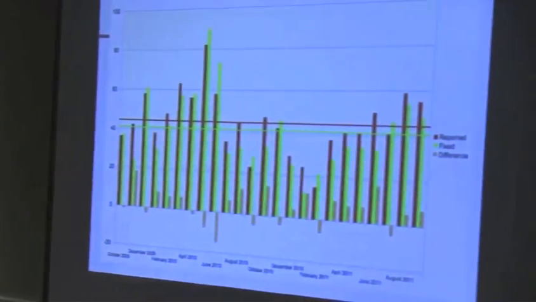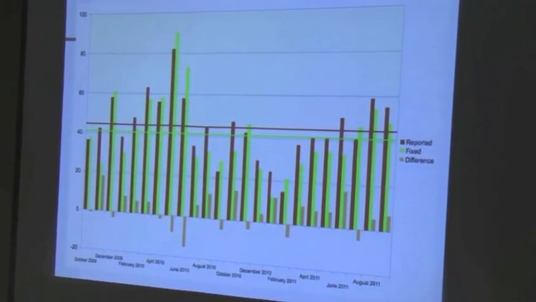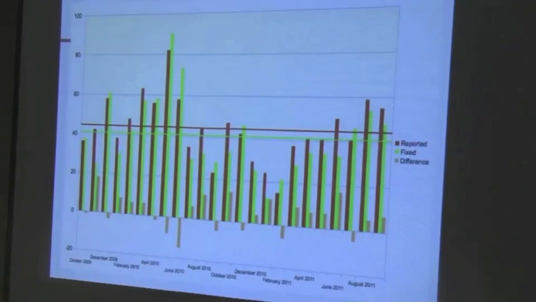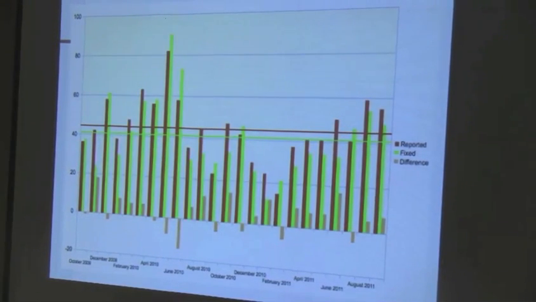So I did a graph of the regressions from the Bugzilla data, and the red bars are how many regressions have been reported, green bars are how many have been fixed month by month, and the orange is the difference.